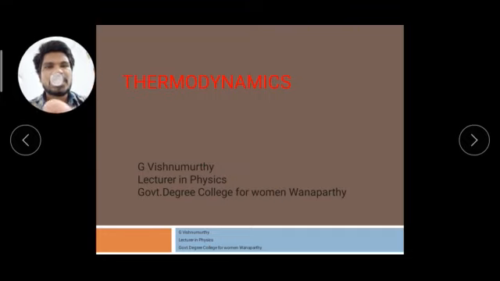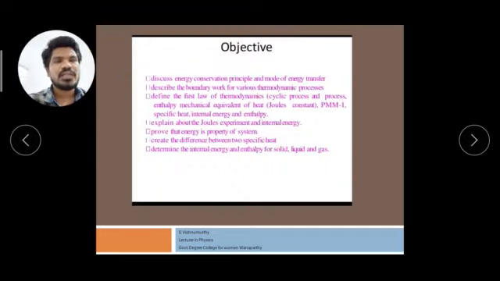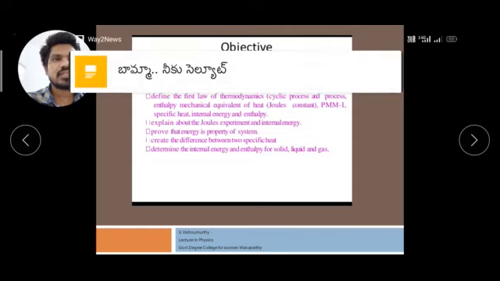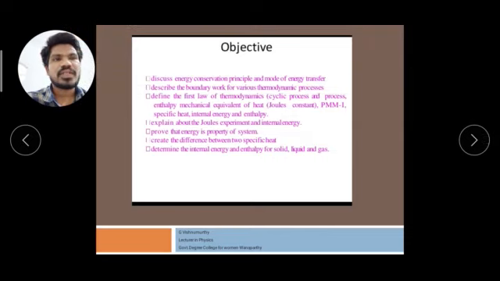Today, my topic is thermodynamics. In this section, the objective is to discuss the energy conservation principle and the model of energy transfer, describe the boundary work of various thermodynamic processes, and define the first law of thermodynamics, cyclic process and process enthalpy, the mechanical equivalent of heat, that's the Joule constant, specific heat, internal energy, and enthalpy. Today I covered these topics.